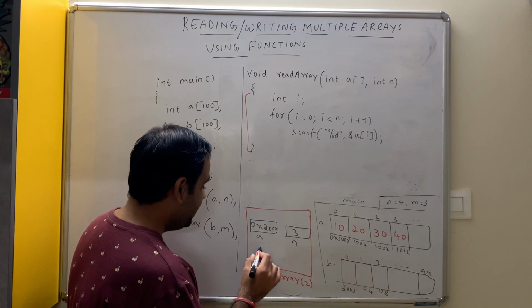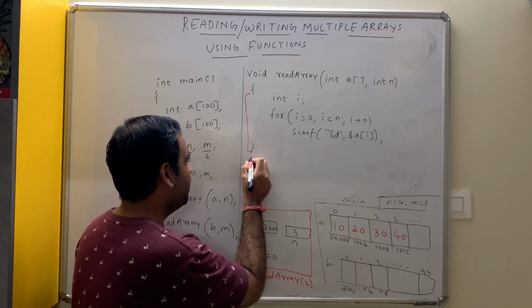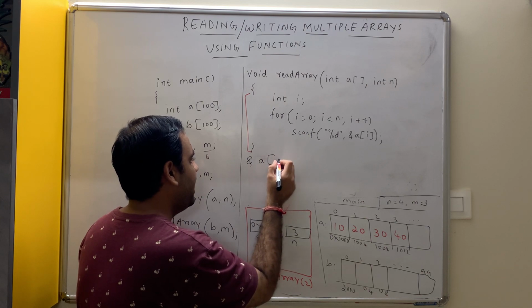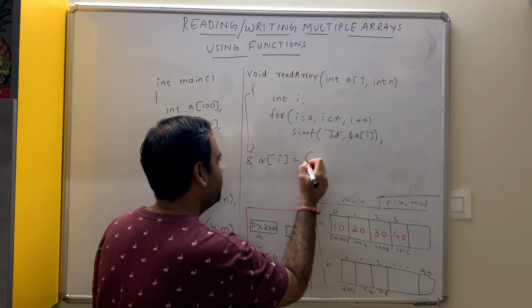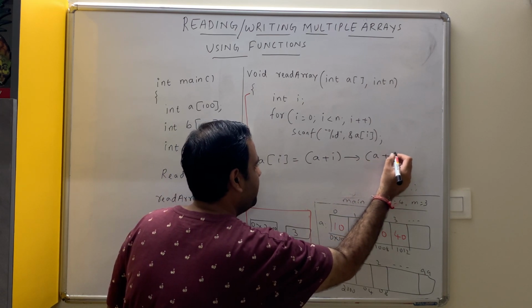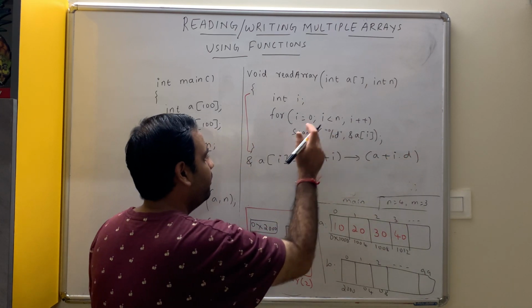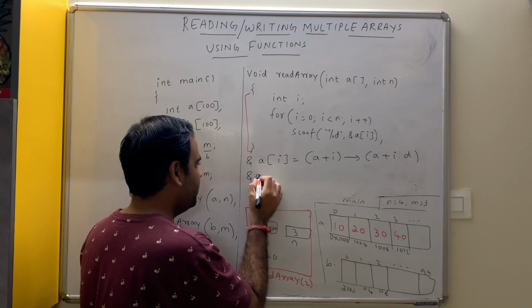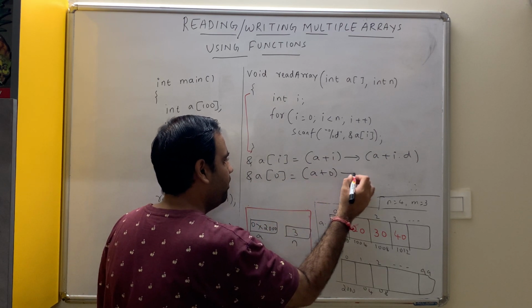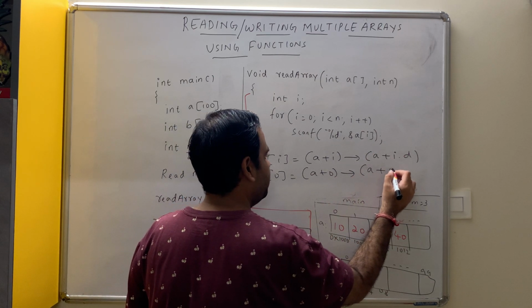Now we have one variable I whose value is 0. Now say me, what is ampersand a of I? That is what I am using it. Ampersand a of I is nothing but a plus I, and the compiler converts internally as a plus I into d. Now the value of I is 0. Ampersand a of 0 is nothing but a plus 0, and the compiler internally converts to a plus 0 into d.